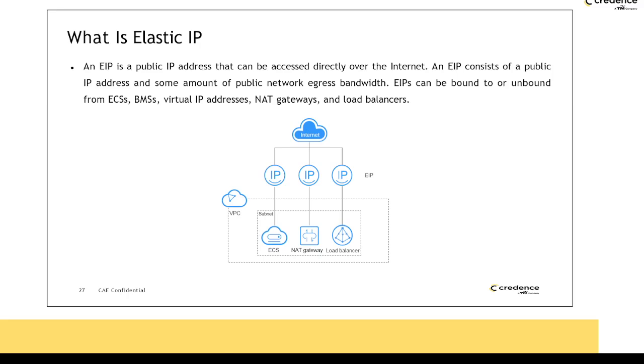It's a public IP address that can be accessed directly over the internet. Okay, and an EIP consists of a public IP address and some amount of public network egress bandwidth. EIP can be bound to or unbound from ECS, BMS, virtual IP addresses, NAT gateway and load balancer.